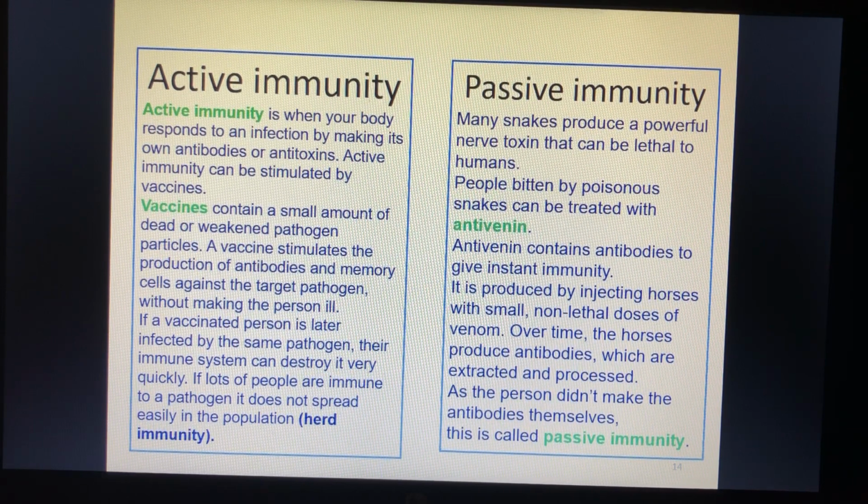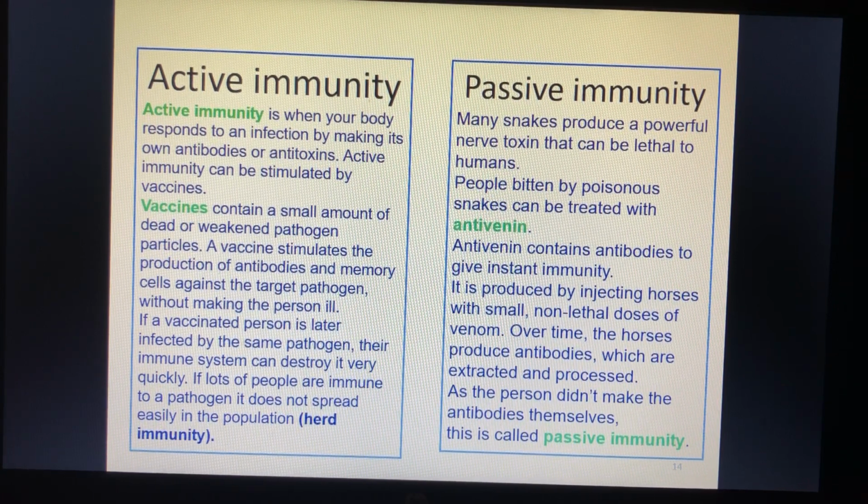If we have lots of people become immune to the pathogen, either they've had it or they have had the vaccine, and there's some people who haven't been affected, then we call that herd immunity. Because there's less people to spread the disease, the few remaining people who haven't had the vaccine or haven't been infected are protected. Okay, so we call that one herd immunity. And then we've got passive immunity.